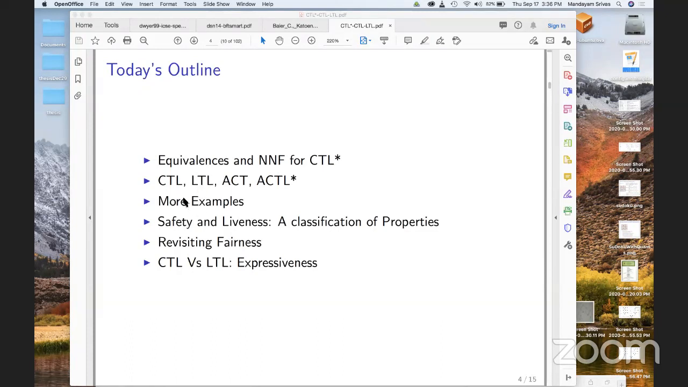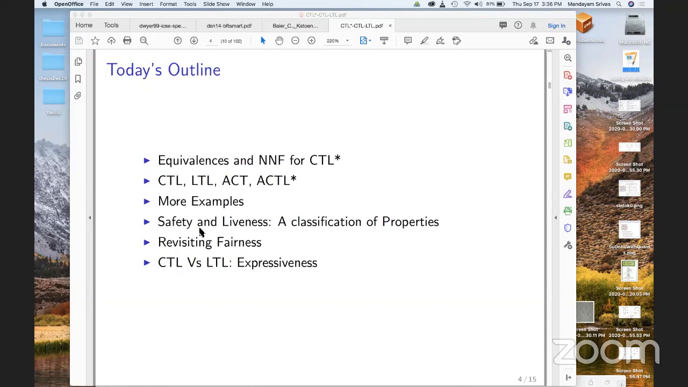Today, what I want to do is continue with a few more illustrations for CTL versus LTL, specifically some formulas that you can define in CTL but not in LTL, and vice versa. Some significant and interesting properties that you can do in one but not in the other. Towards that end, I want to show some more examples.